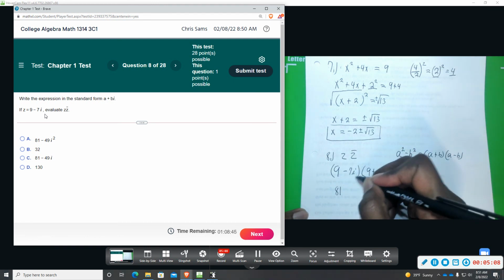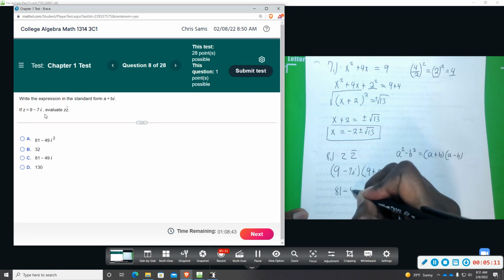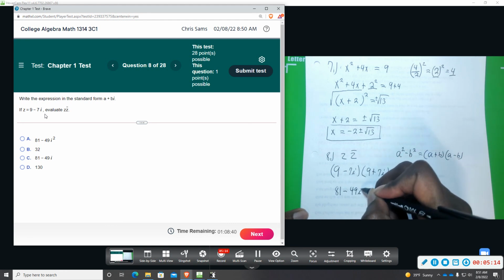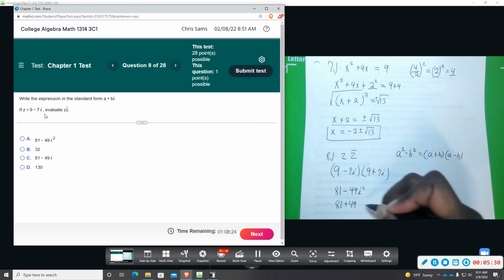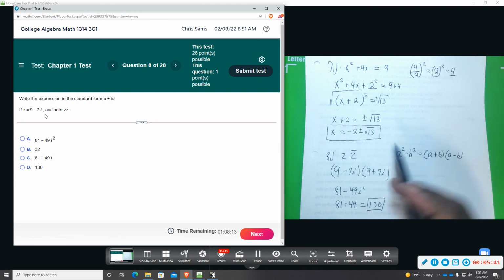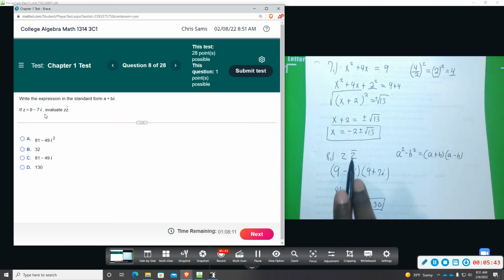And then I'm going to square the 7i. So 7 squared is 49. And then i squared, because you got to square both of them. 49i squared. And then recall, i squared is equal to -1. Okay, so negative times a negative will be positive. So this will give us 81 plus 49. And then when you add those two together, you get 130. So this is what you get when you do this z times z bar. It's just multiplying by the complex conjugate. Okay, just a new term. And then once you simplify, we get 130.